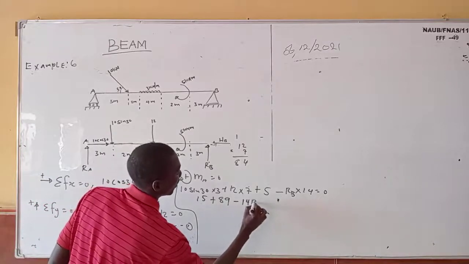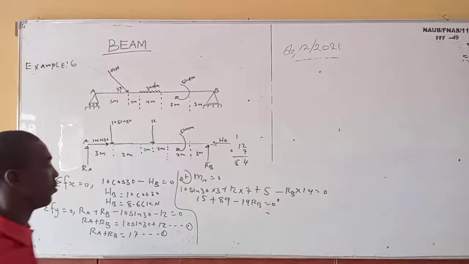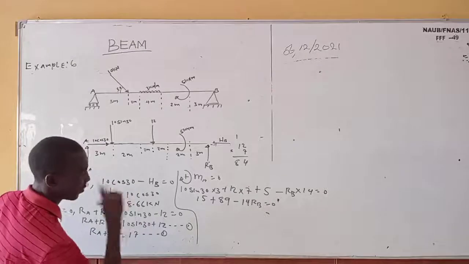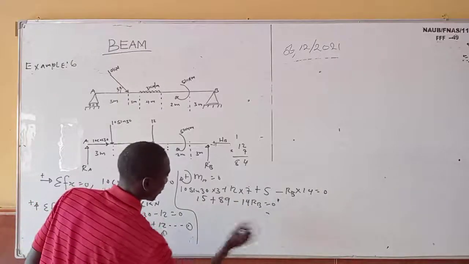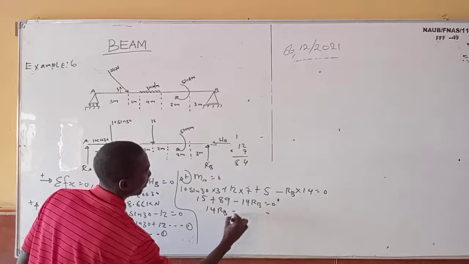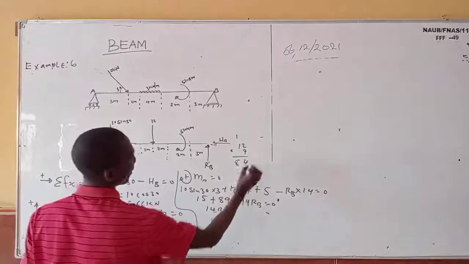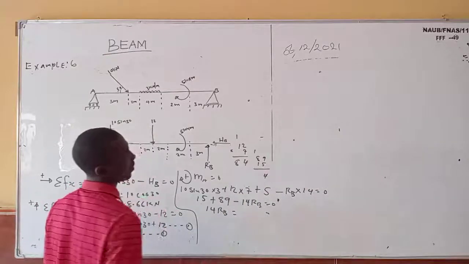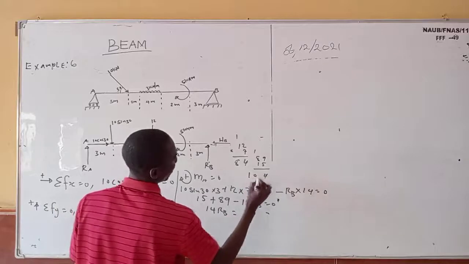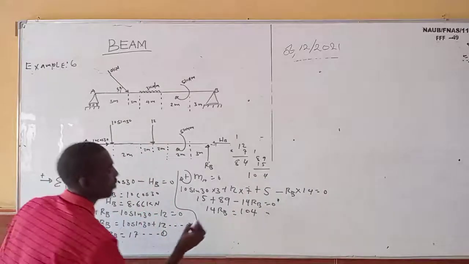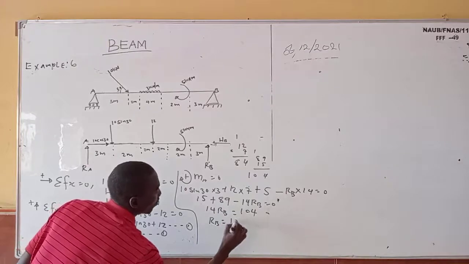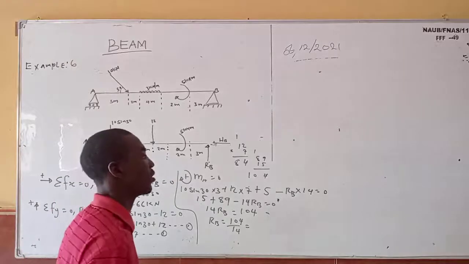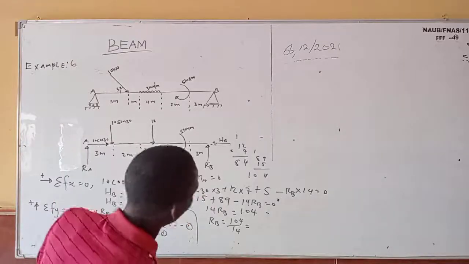Minus 14 RB equals 0. So now the next thing is you take this to the other side, then it will be 14 RB equals 15 plus 89. 15 plus 89 is 104. So now RB will be equal to 104 over 14. 104 divided by 14 is 7.428.